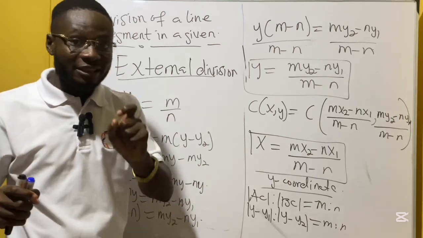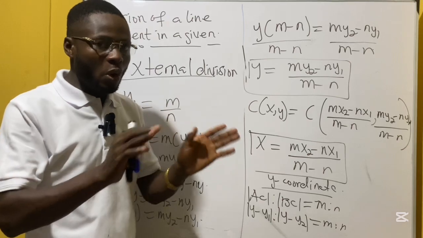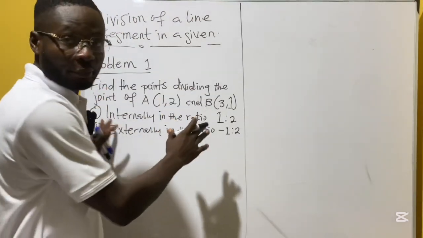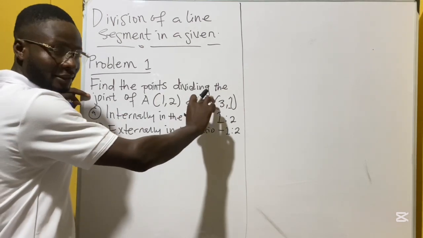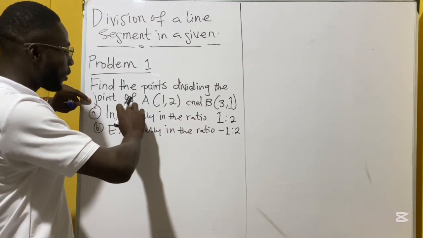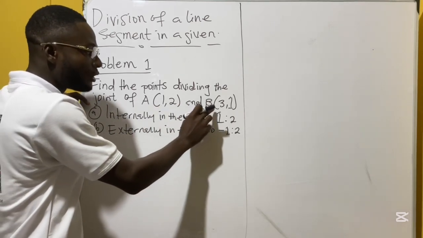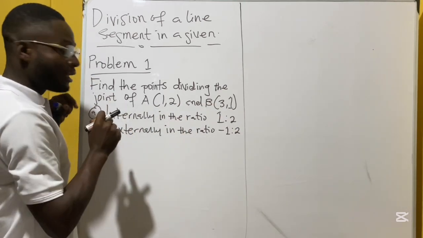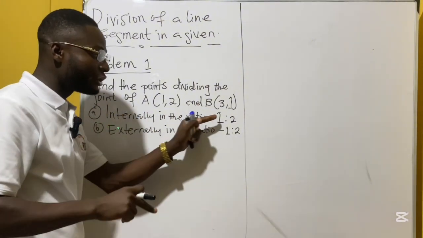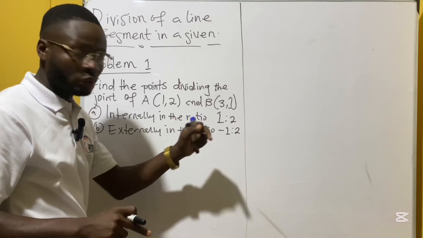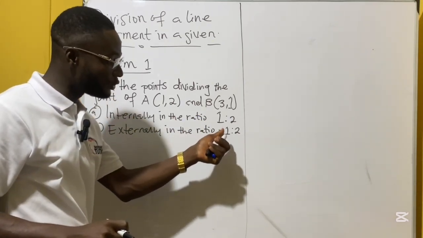So now let's consider a problem to clarify the whole concept. So this is problem 1, okay? We want to find the point dividing the join of A of 1 and 2 and B of 3 and 1. A, we want to find the internal division in the ratio 1:2. B, externally in the ratio -1:2.